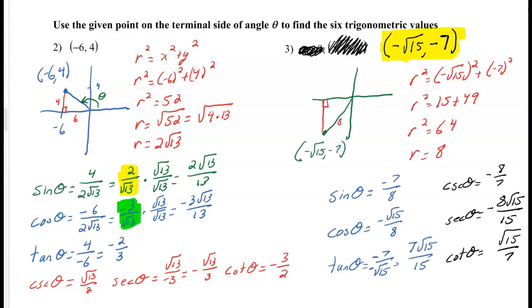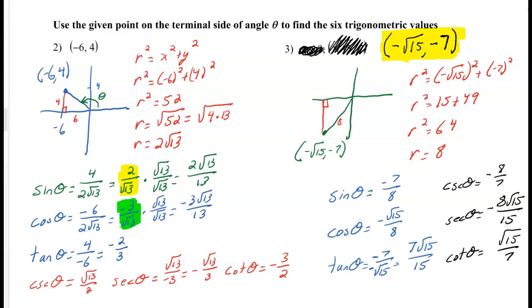So if you take a look at problem number 3, I drew the diagram, used Pythagorean theorem to find the radius, and then in blue I have the sine, cosine, tangent, cosecant, secant, and cotangent. The most common mistake is people forget the negative sign in the sine and cosine of theta, along with cosecant and secant.